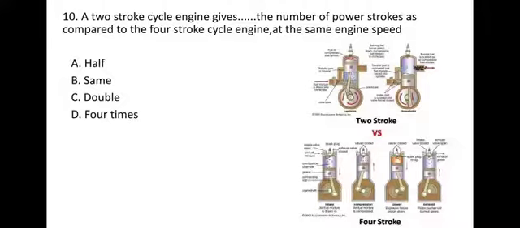Next question. A two-stroke cycle engine gives blank space the number of power stroke as compared to the four-stroke cycle engine at the same engine speed. Okay, and the answer is double. So the two-stroke cycle engine gives double the number of power stroke as compared to four-stroke cycle engine. So here you can see the diagram of two-stroke and four-stroke cycle engines. When the crank completes one rotation, in case of two-stroke we will get one power stroke, whereas in four-stroke cycle engine, for getting one power stroke the crank has to rotate two times. Okay, and that is why two-stroke cycle engine gives double the number of power stroke as compared to four-stroke cycle engine at the same engine speed.